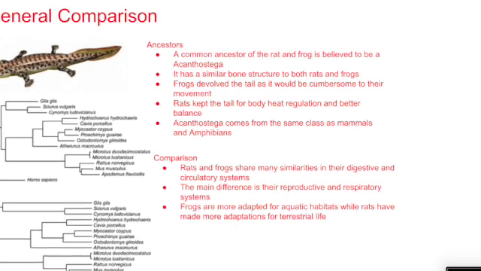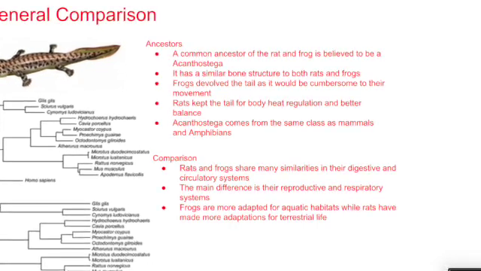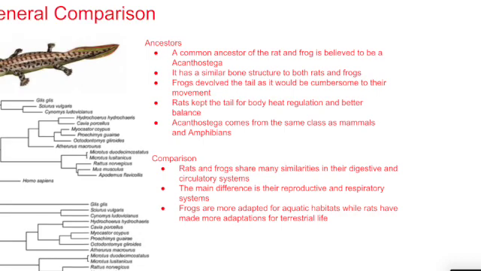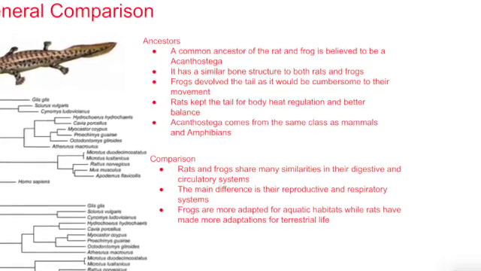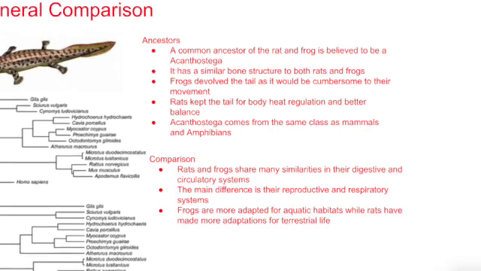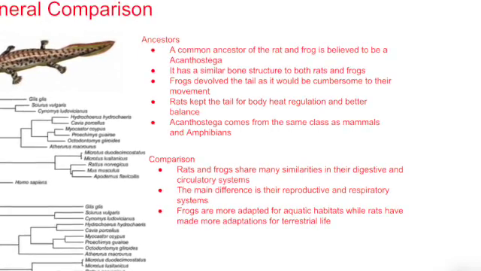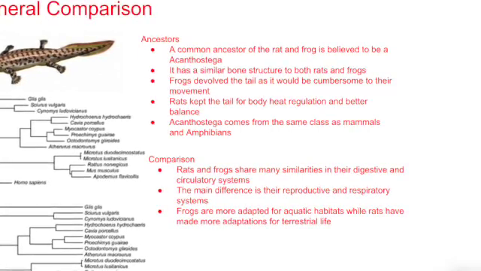So rats and frogs share many similarities in their digestive and circulatory systems. The main difference is their reproductive and respiratory systems. Now, frogs are more adapted for aquatic habits, while rats have made more adaptations for terrestrial life.